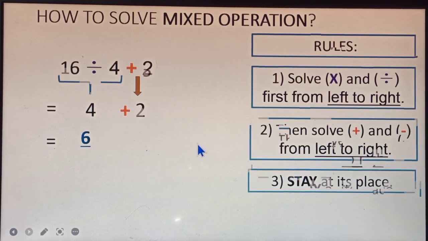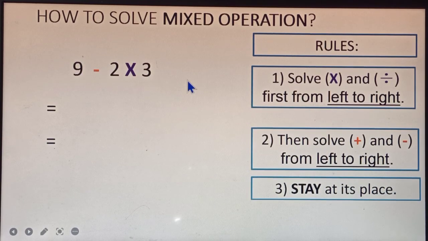Alright, so next example. Look at the next example. 9 minus 2 times 3. Okay, lihat dulu number sentence-nya. Ada apa? Minus and multiply, isn't it? Okay, so my question is, which operation do you solve first?